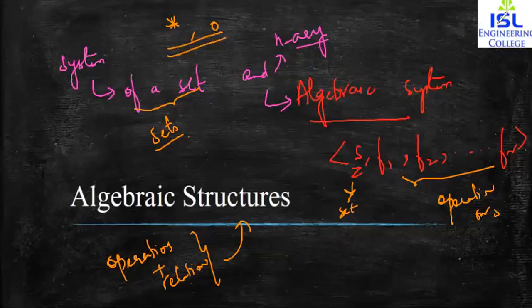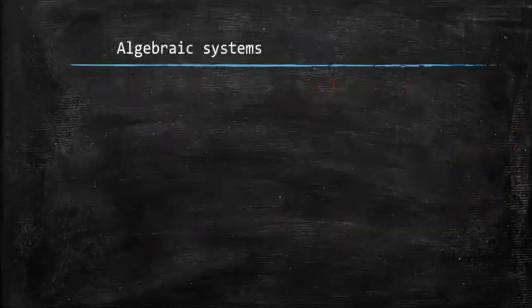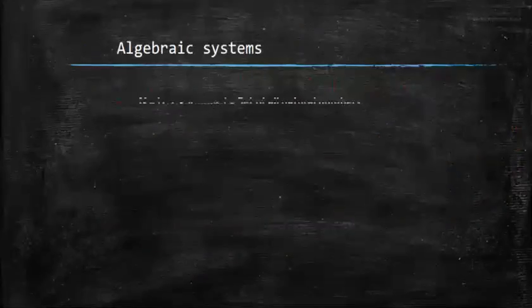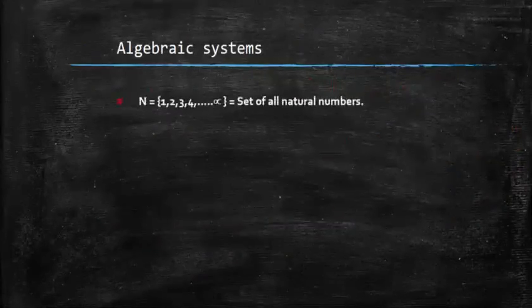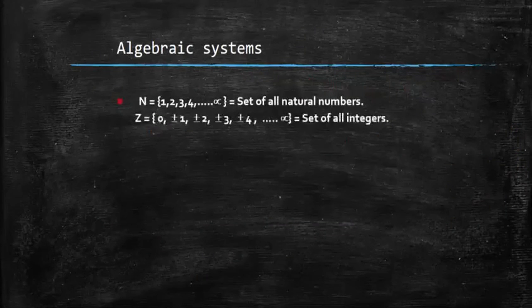Now, on what kind of sets can we consider the algebraic system? So let's see the same. An algebraic system can be considered on the set of all natural numbers, the set of all integers, the set of all rational numbers and real numbers.